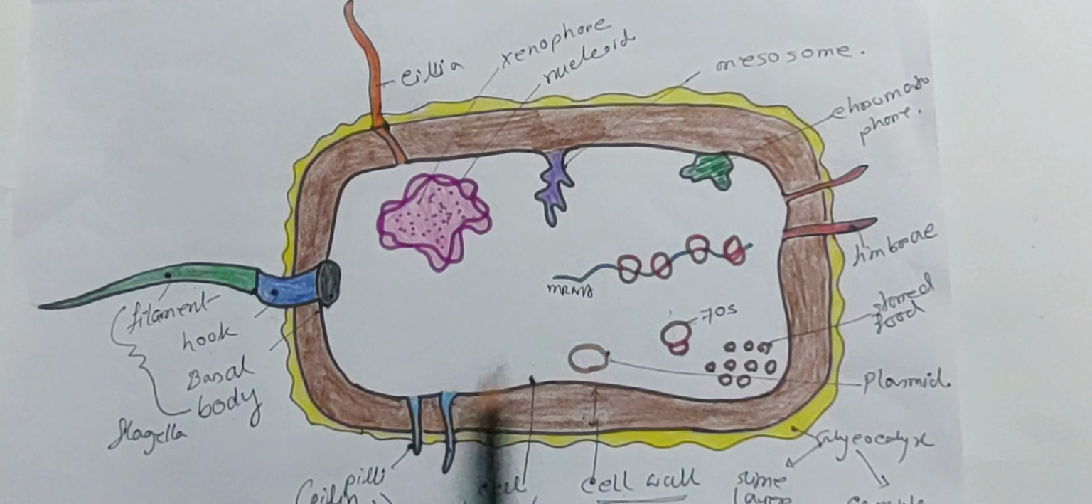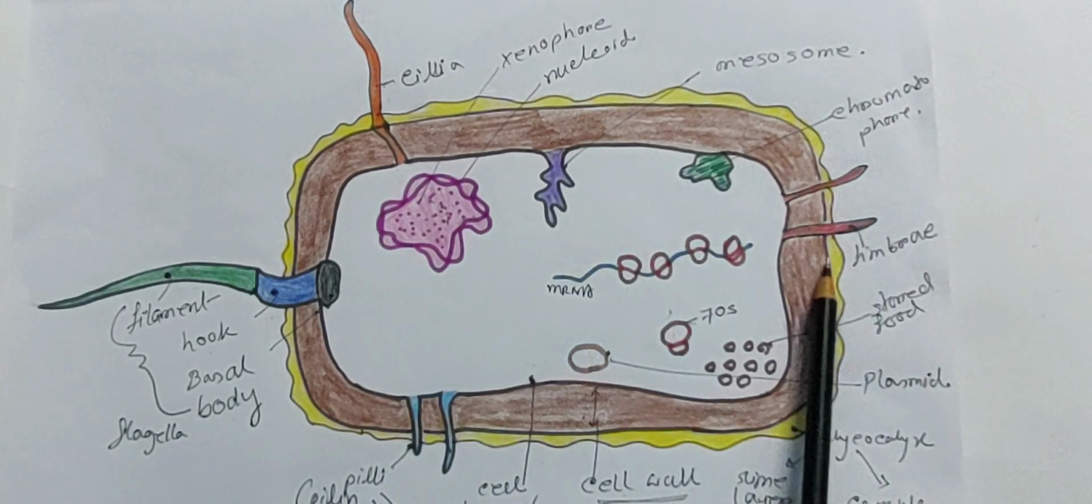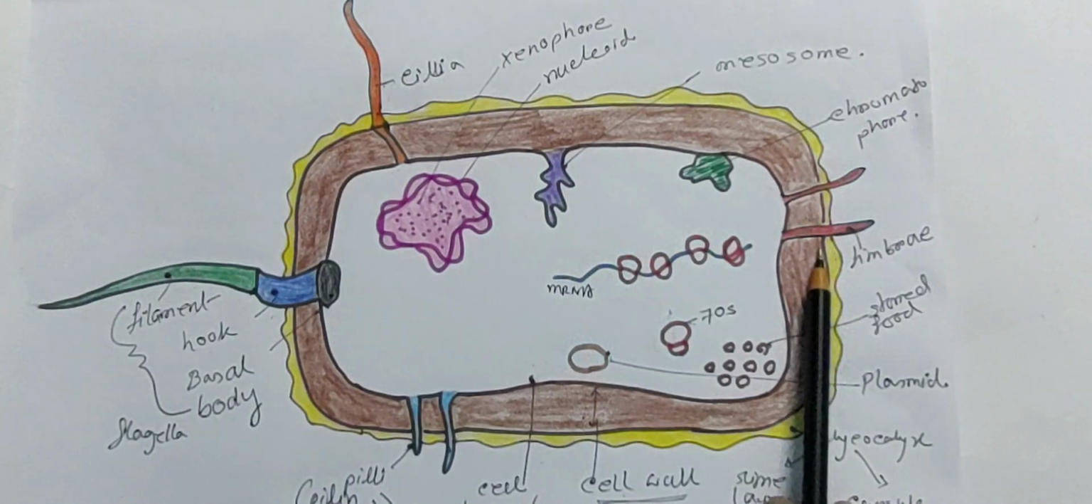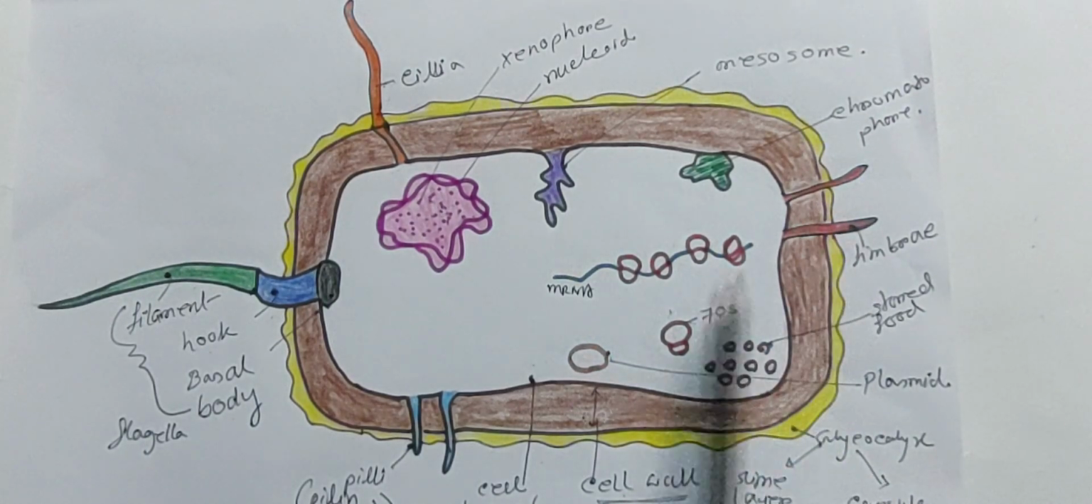And there are another two structures, fimbriae and pili. Pili is the smaller one. Fimbriae is longer than the pili. Pili are made up of pilin protein. They are mainly responsible for adhering to the substratum. They support the bacteria to adhere. Pili are of two types. Vegetative pili help the bacteria to adhere to the substratum, and there is another type of pili also.